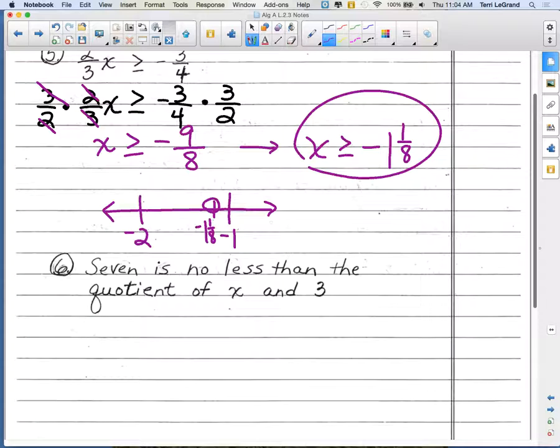Should we shade it in? Yeah. Okay. What direction should we shade? In the direction of neighbor negative 1 or in the direction of neighbor negative 2? Negative 1. Okay.